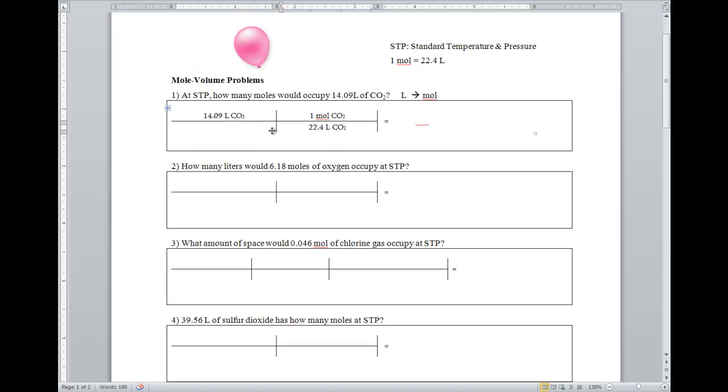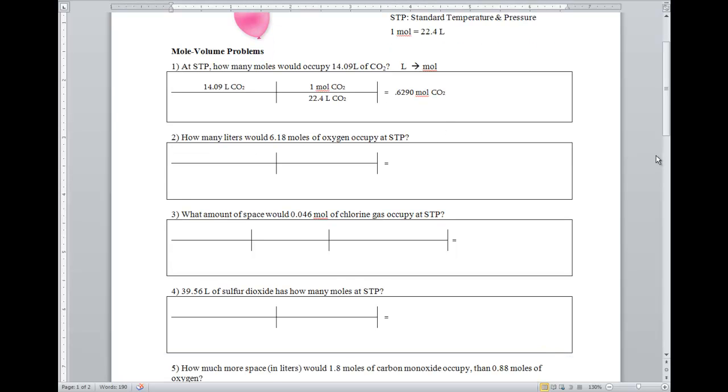Once you have that set up, calculate 14.09 divided by 22.4. If you look here, because this is a conversion factor, it has an infinite number of significant figures, therefore your final answer has to have 4 significant figures. Final answer would be 0.6290. That's 4 significant figures, and that's moles of carbon dioxide. Okay, it's that easy. If you're having trouble with it, you're overthinking it. Okay, let's take a look at the next one.